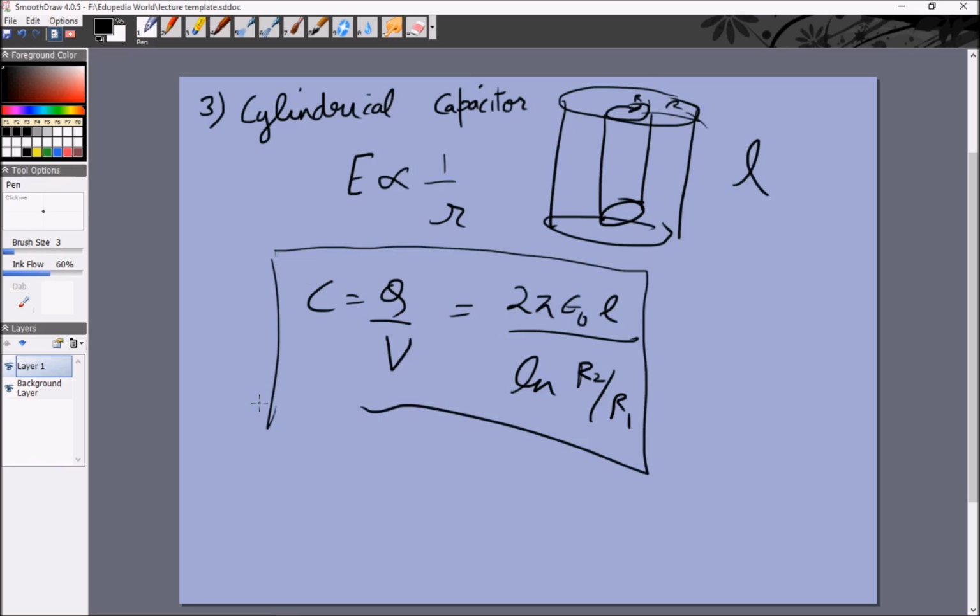In the next lecture, we'll see how to deal with various combinations of capacitances, for example in series or in parallel. Thank you.